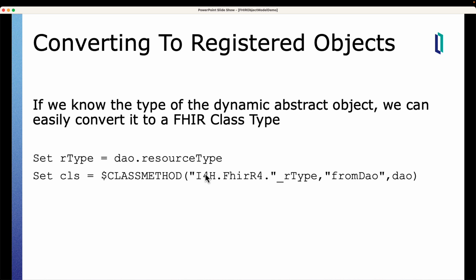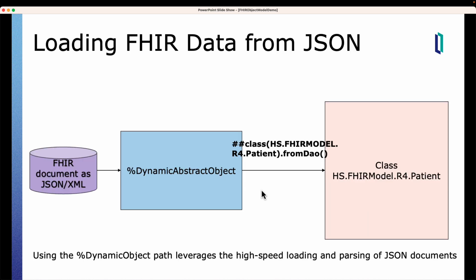We could convert any object from dynamic abstract object to a specific resource type. So for example, if we know the resource type of the dynamic abstract object shown here, we could convert that using the fromDAO method as shown here. And so this would be IRIS for Health, FHIR for, and then the resource type, Patient, for example.